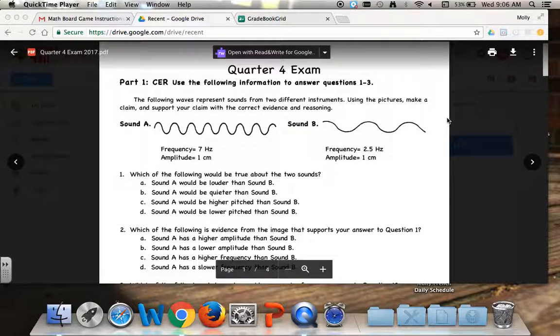Quarter 4 exam. Part 1. CER: use the following information to answer questions 1 through 3. The following waves represent sound from two different instruments. Use the pictures, make a claim, and support your claim with the correct evidence and reasoning.